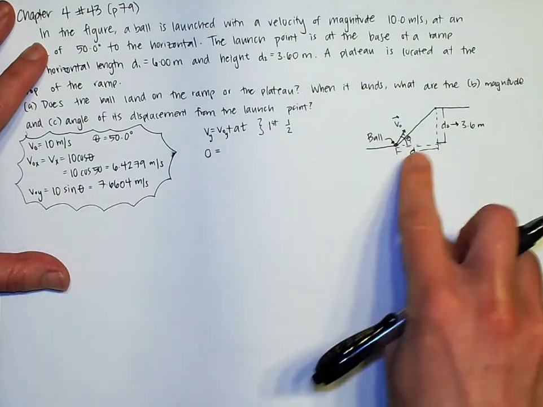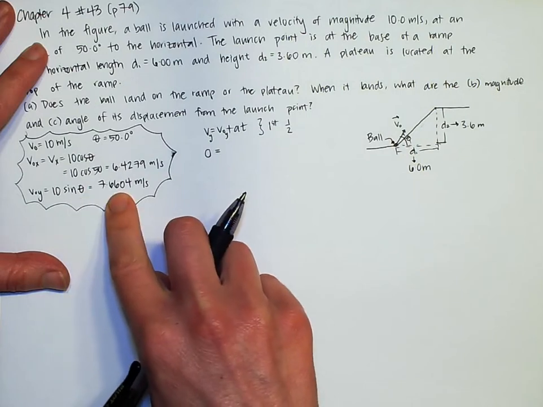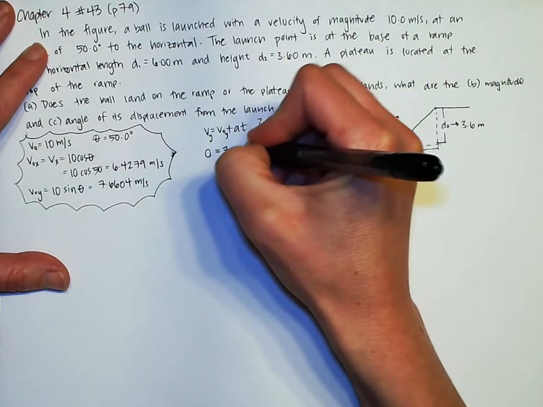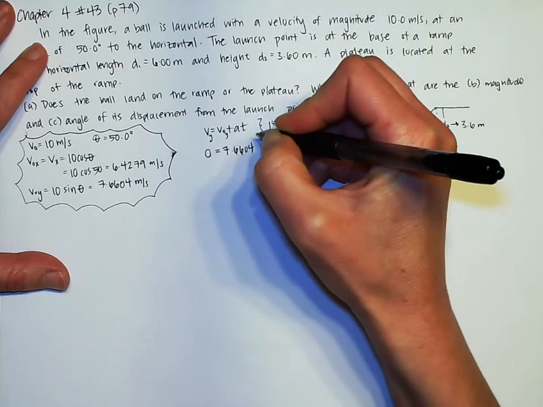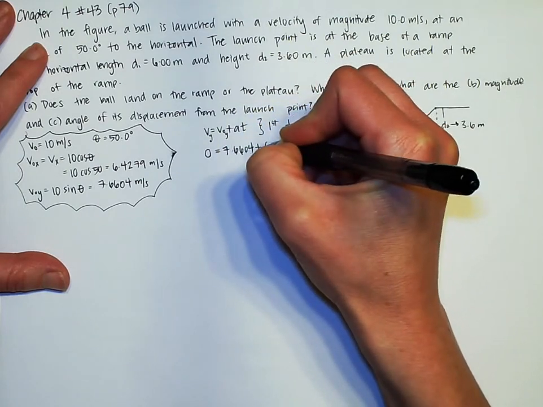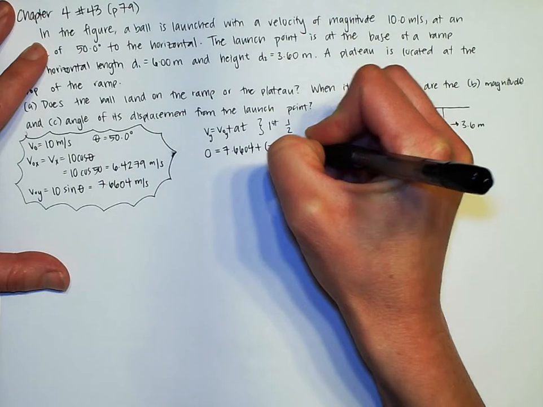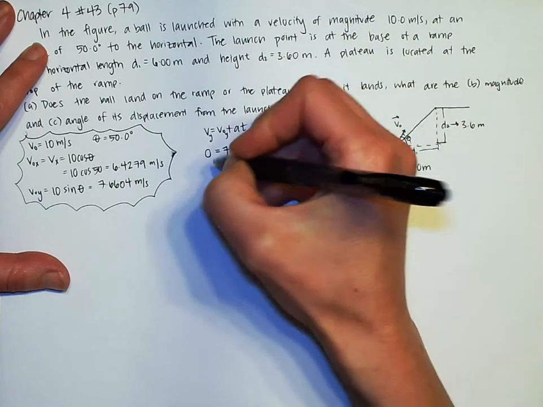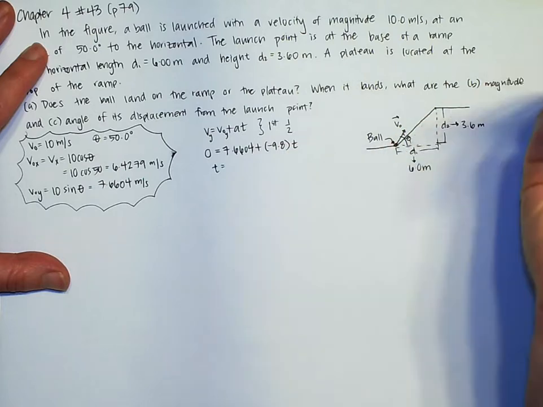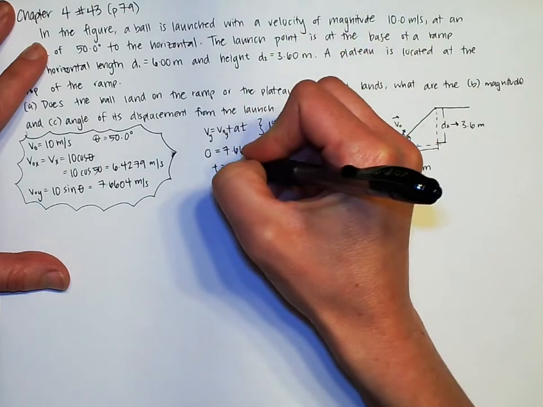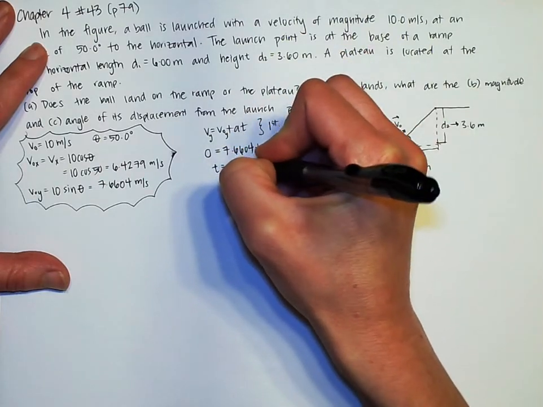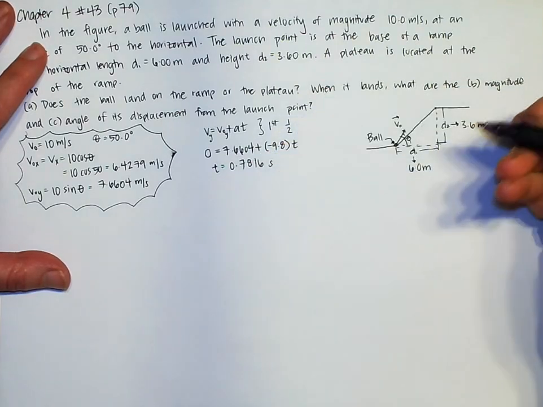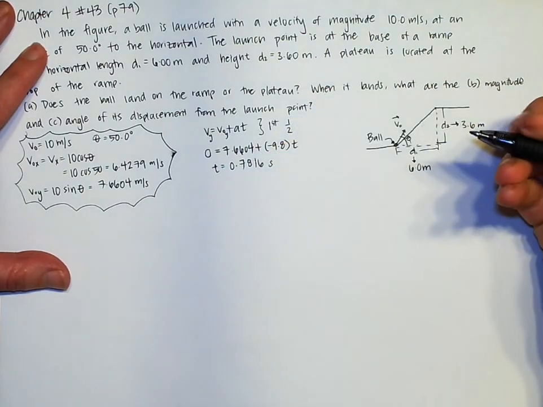So 10 times sine of our theta, which is 50 degrees, is 7.6604, and then plus our gravity, negative 9.8, times our time. So from here, I'm able to solve for my time. And I find out that my time to get to the top of the projectile is 0.7816 seconds.